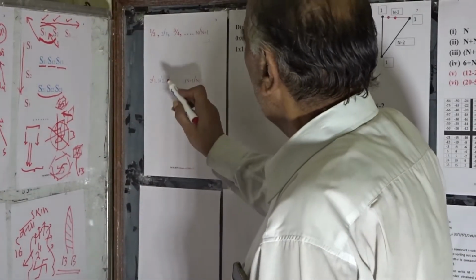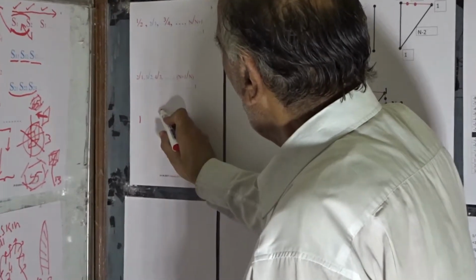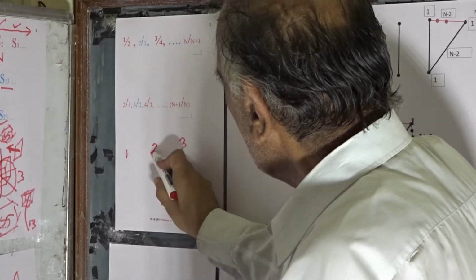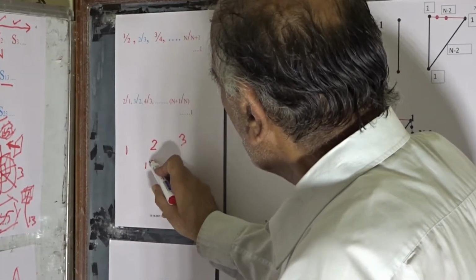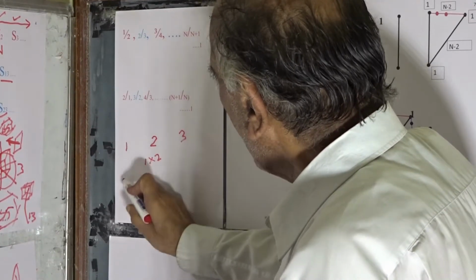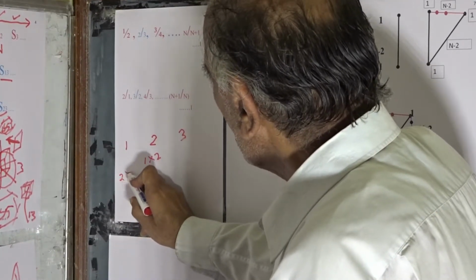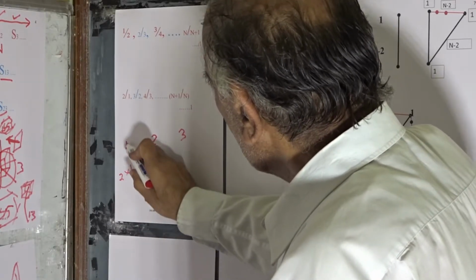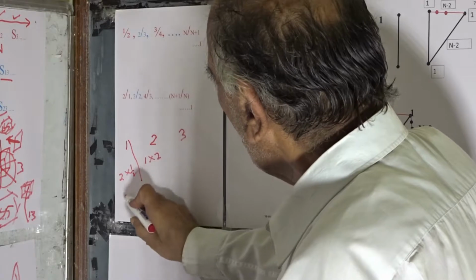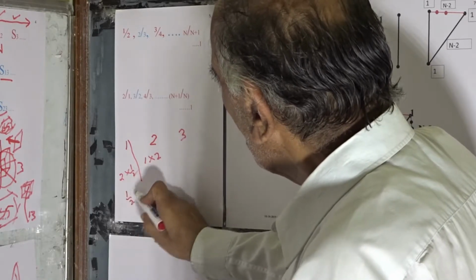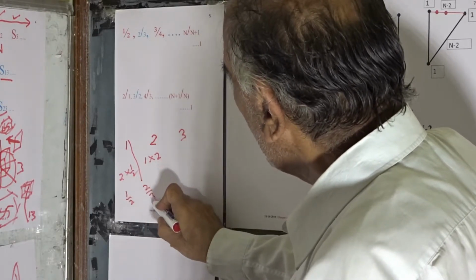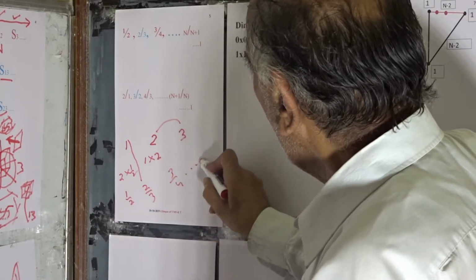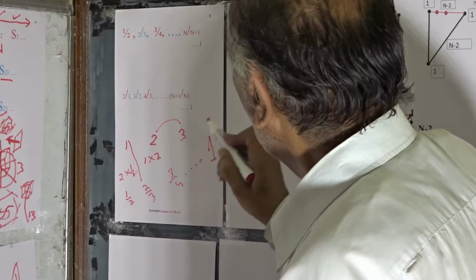For it, if we want to reach from 1 to 2 and the next step is 3, we see 2 is 1 into 2 and 1 is 2 into half. So if we want to start 1 as a 2 into 1 and half, we will reach at value 1 over 2. Next step will be 2 over 3, and then 3 over 4, and so on. Ultimately we reach at value 1.